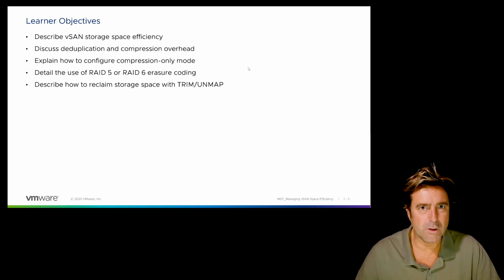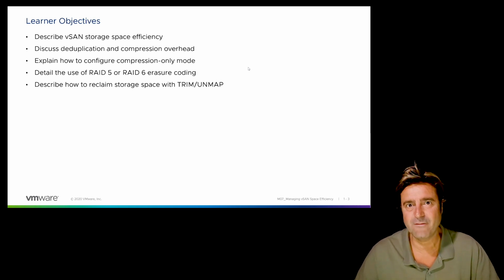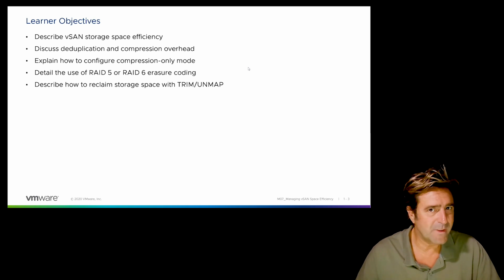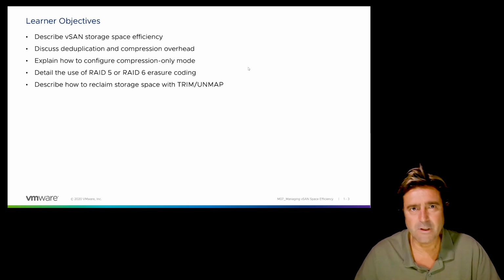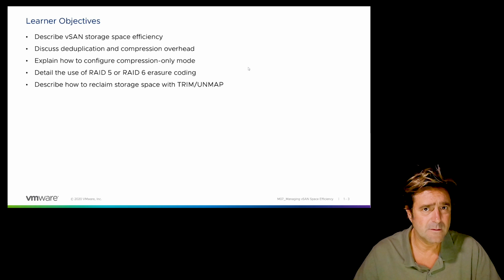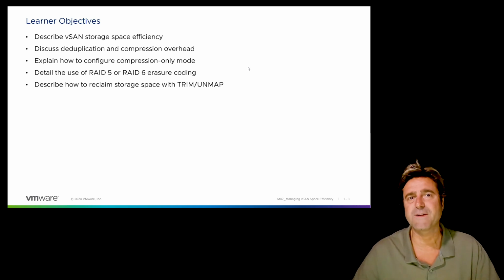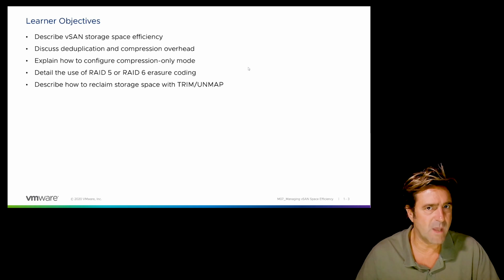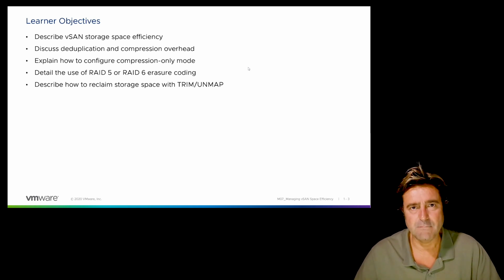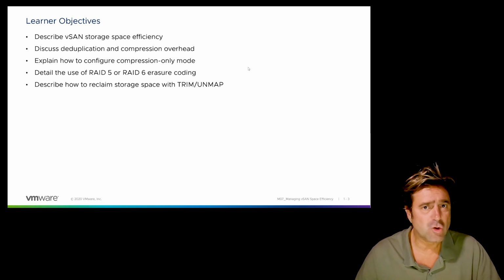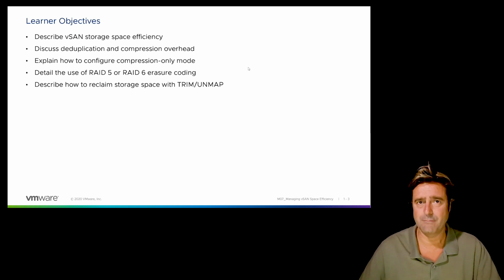Then we're going to use and talk about RAID 5 and RAID 6. Please remember that in this lab, you already have a RAID 5 VM. Not only that, you may want to remember RAID 5 requires 4 hosts minimum and RAID 6 requires 6 minimum. So although I could create a policy for RAID 6, right now I would not be able to use RAID 6. And lastly, as I mentioned before, I'm going to show you how to enable trim and map.